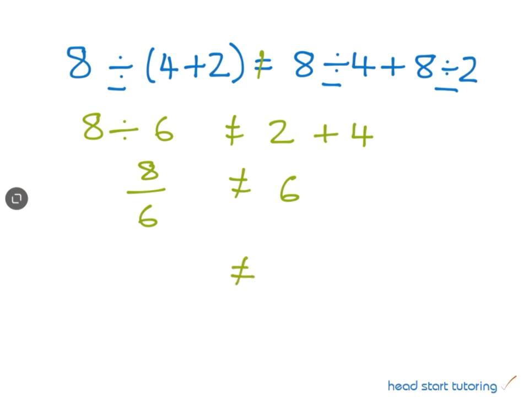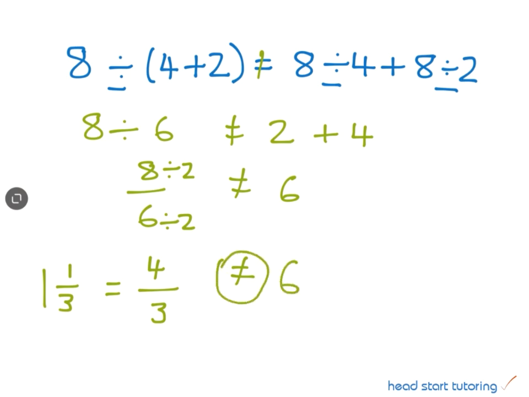And we can see that by simplifying this fraction, 8 over 6, we can divide them both by 2. And 8 divided by 2 is 4. And 6 divided by 2 is 3. So we've got 4 over 3, which is equal to 1 and 1/3. And 1 and 1/3, or 4 over 3, is definitely not equal to 6. So the distributive law, therefore, does not apply to division.